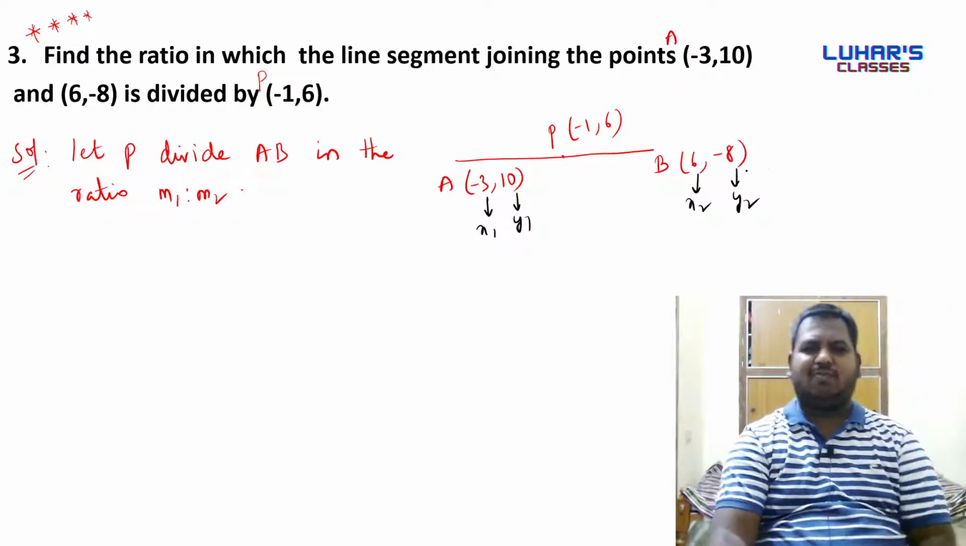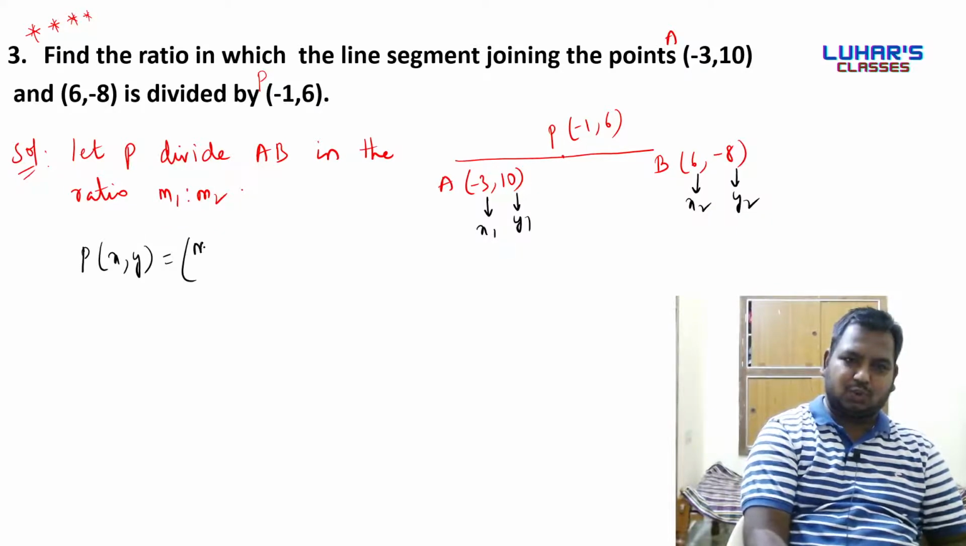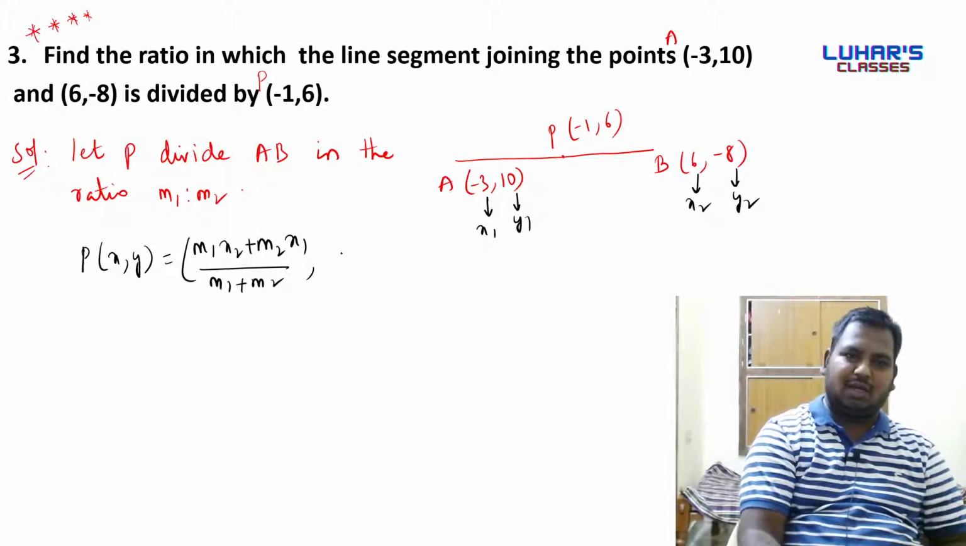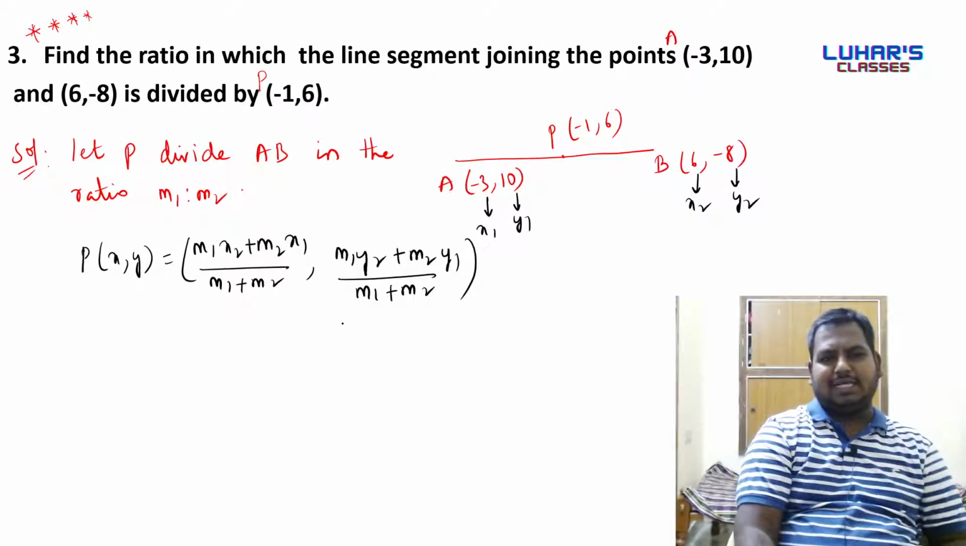So what is the section formula? The section formula is P of x comma y is equal to m1 x2 plus m2 x1 by m1 plus m2, comma, m1 y2 plus m2 y1 by m1 plus m2. Now we'll apply the section formula.